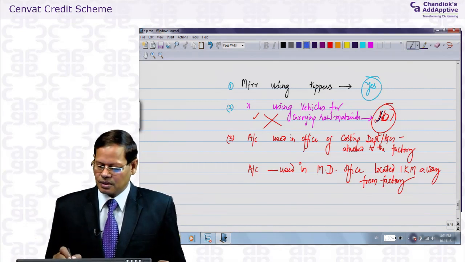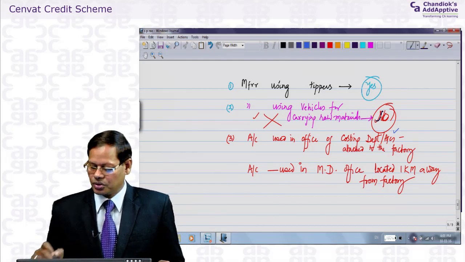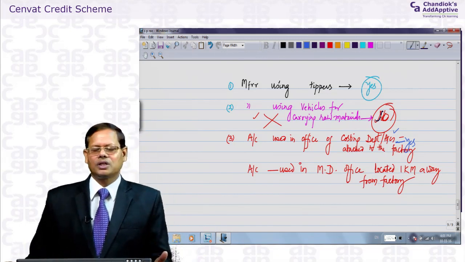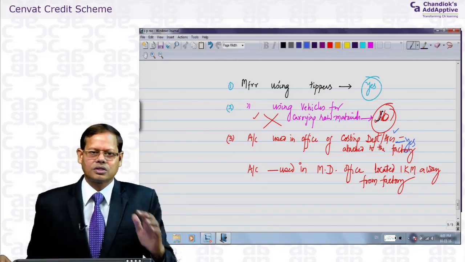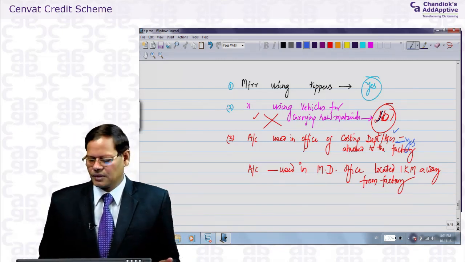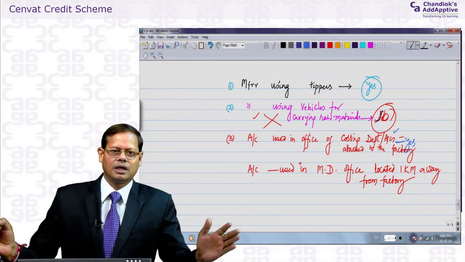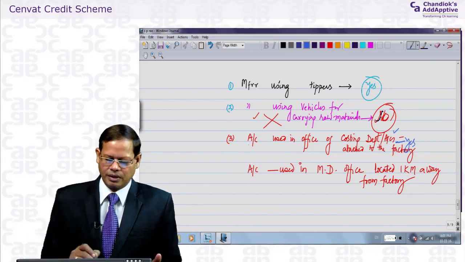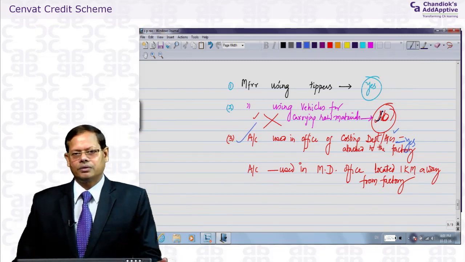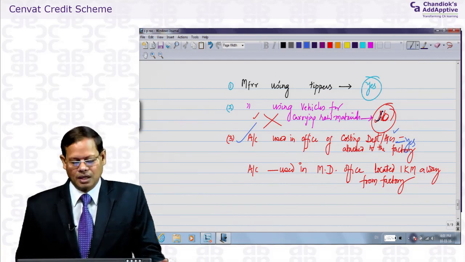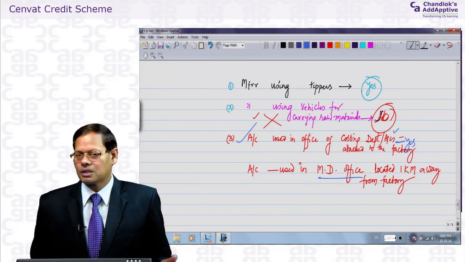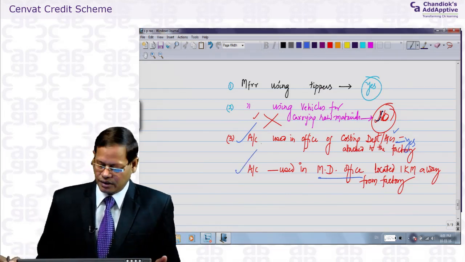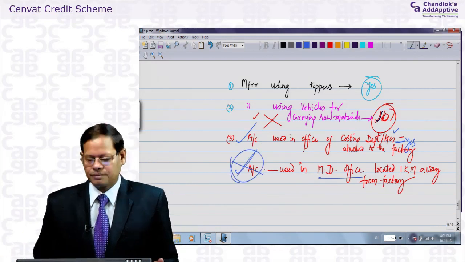AC used in the office of costing department or accounts department attached to the factory. So, this is yes. Now, used in the factory, it is enough. Used in the factory means anything attached to the factory, even if it is some office attached to the factory, costing clerk is there, data entry operator is there, sitting in an office attached to the factory, whatever capital equipment is used, it qualifies. Whereas, MD office situated away from factory, no, because it is not attached to the factory, it is away from factory. So, this is not capital goods.